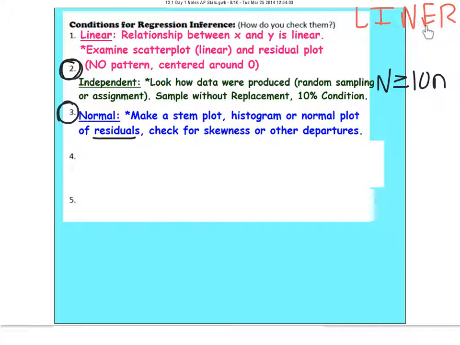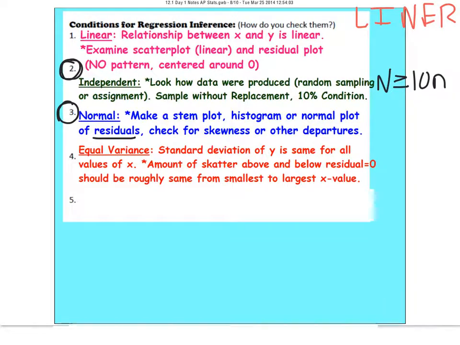The fourth condition deals with the letter E, and what you're looking for here is that there is equal variance. What that means is that the standard deviation of y is the same for all values of x.